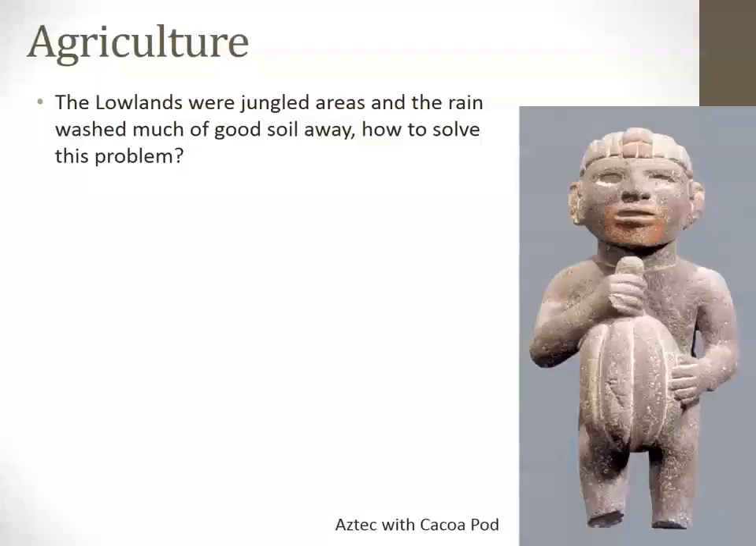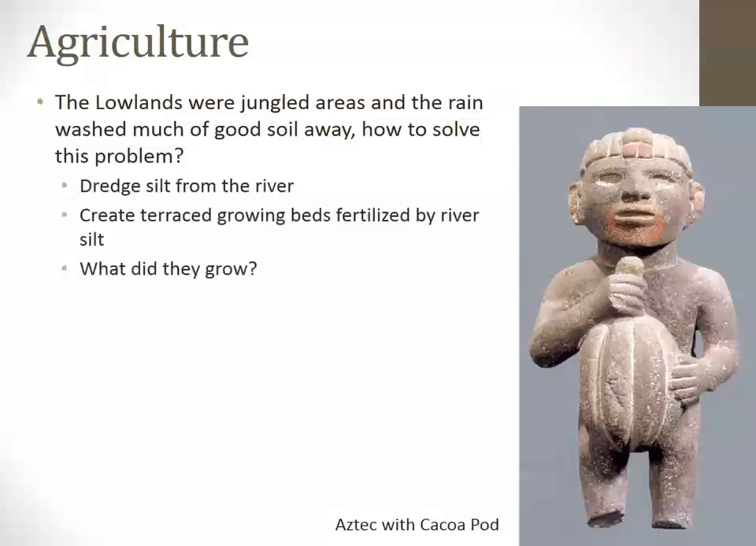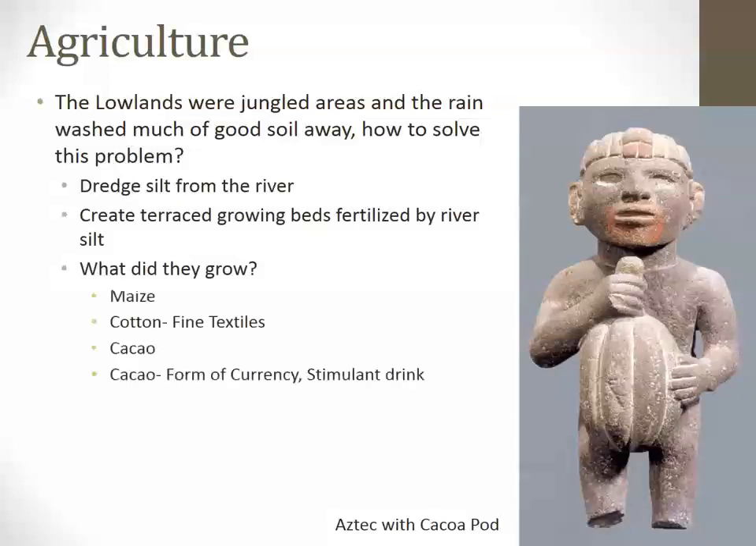The Mayan people live in the lowlands, so they live in heavily jungled areas, areas of the Yucatan Peninsula, Guatemala, Honduras, Belize. These areas have a lot of rain, and it washes the good soil away. So how you solve that is with some really innovative farming techniques. They would dredge the silt from the riverbeds, and they would use this to grow terraced growing beds that would be fertilized by the river silt. It's actually a very innovative and impressive agricultural technique that the Mayan employ.